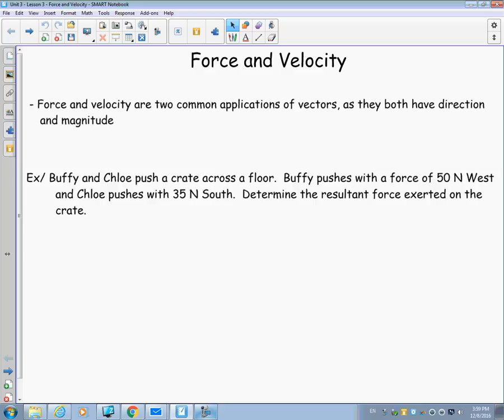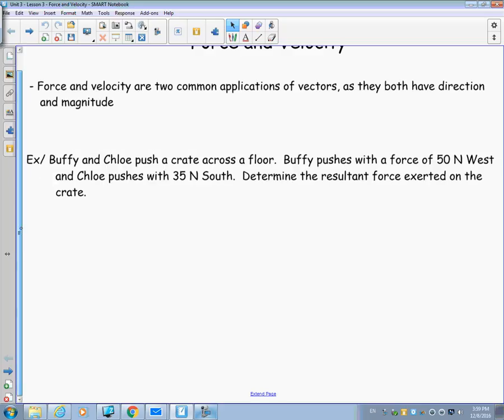And velocity, we've talked about that back when we did bearings. We had planes flying and boats moving and things like that. And both of those involve directions and magnitudes. A certain speed in a certain direction, or a certain amount of force in a certain direction. And so just some applications here today.